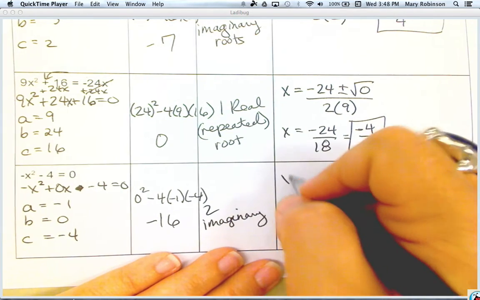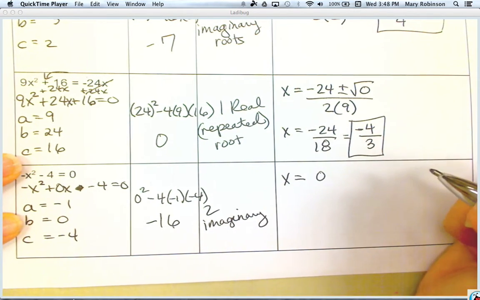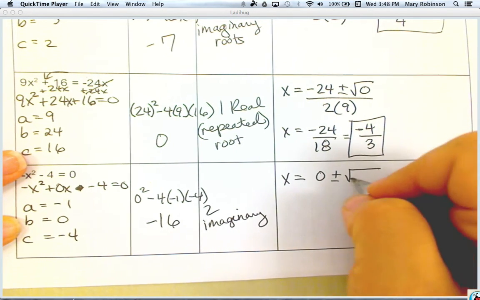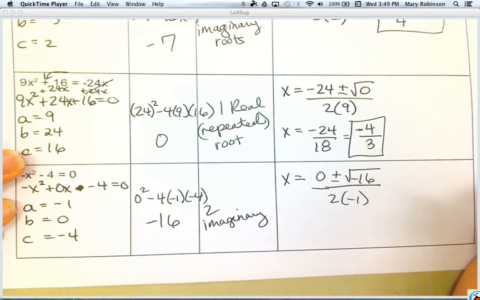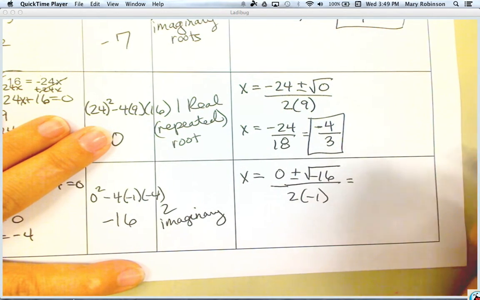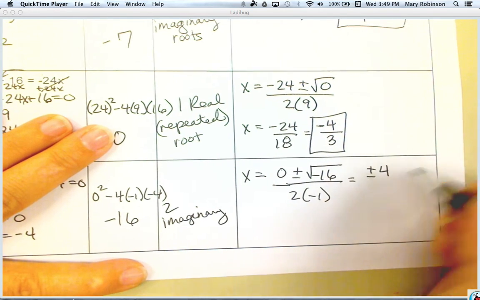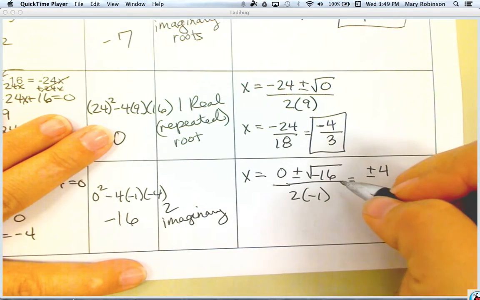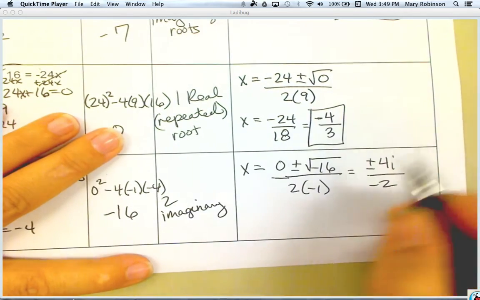Okay? So x equals the opposite of b. Well, you can't really have the opposite of 0, but we'll go ahead and put that in there. Plus or minus the square root of -16 all over 2 times a. So what this means is 0 added to this stuff isn't going to change it, but you do still have to have the plus or minus. Keep in mind that we do have to have 2 imaginary roots, so we need that plus or minus. The square root of -16 is 4i over -2.